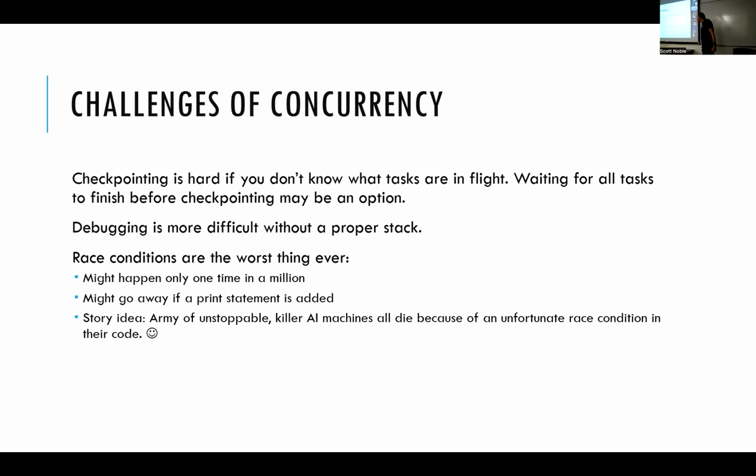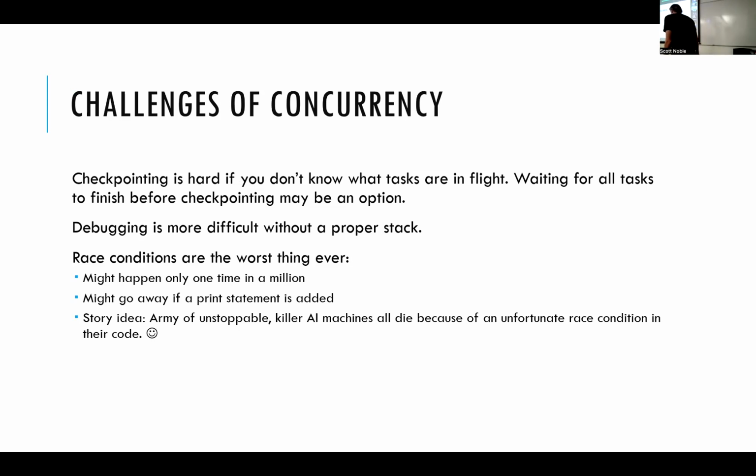Race conditions are the worst thing ever. If you've done any parallel programming at all, you will probably have encountered race conditions, unless what you've done is OMP parallel for. You probably never encountered a race condition that way. I mean, you can, but it's much harder. And the problem with race conditions is they can happen one time in a million. So you can run your code for a week, and then the problem would occur. It might be something that happens all the time, but if you stick a print statement in there, it changes the timing and suddenly it doesn't happen at all, right?